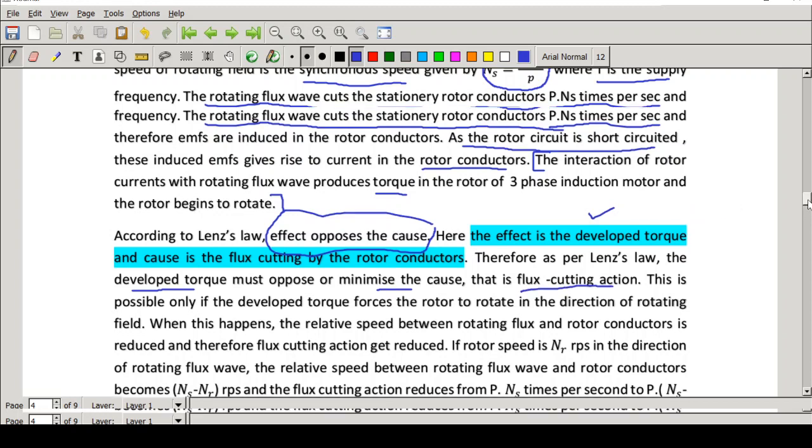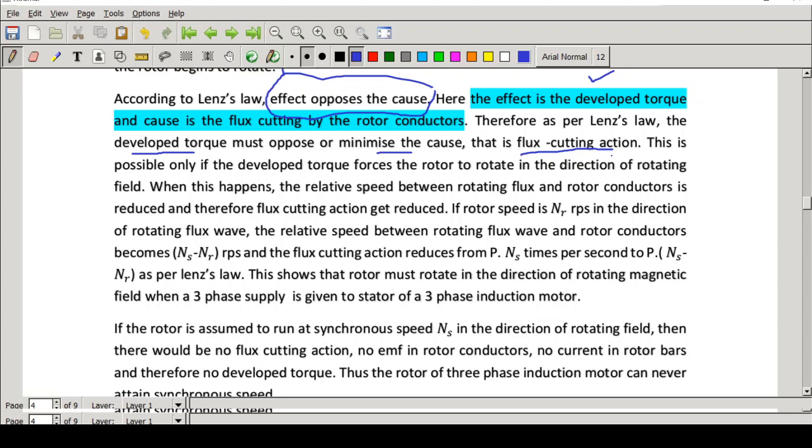So this is possible. How? This is possible only if the rotor tries to rotate in the direction of the magnetic field. Let us take the speed of the rotor as Nr. So now what will the rotor do? The rotor will try to catch up with the synchronous speed Ns. When it tries to do that, what will be the relative speed? That is Ns minus Nr. It will reduce because the rotor is trying to catch up with the synchronous speed. By doing this, the relative speed between the rotating flux and the rotor conductors reduces.